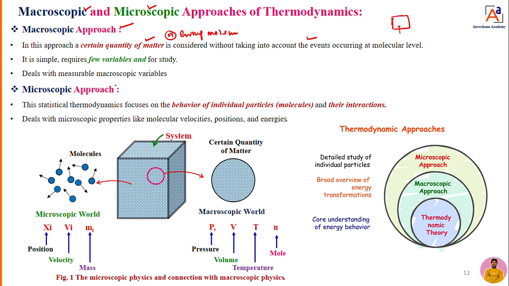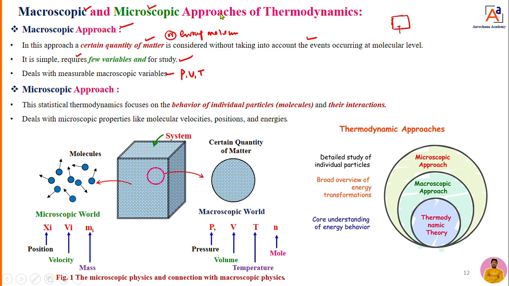Macroscopic approach is a thermodynamic approach in which a group of molecules or a certain quantity of matter is considered for the study. This approach is simple and requires only a few variables. It deals with measurable macroscopic variables like pressure, volume and temperature.